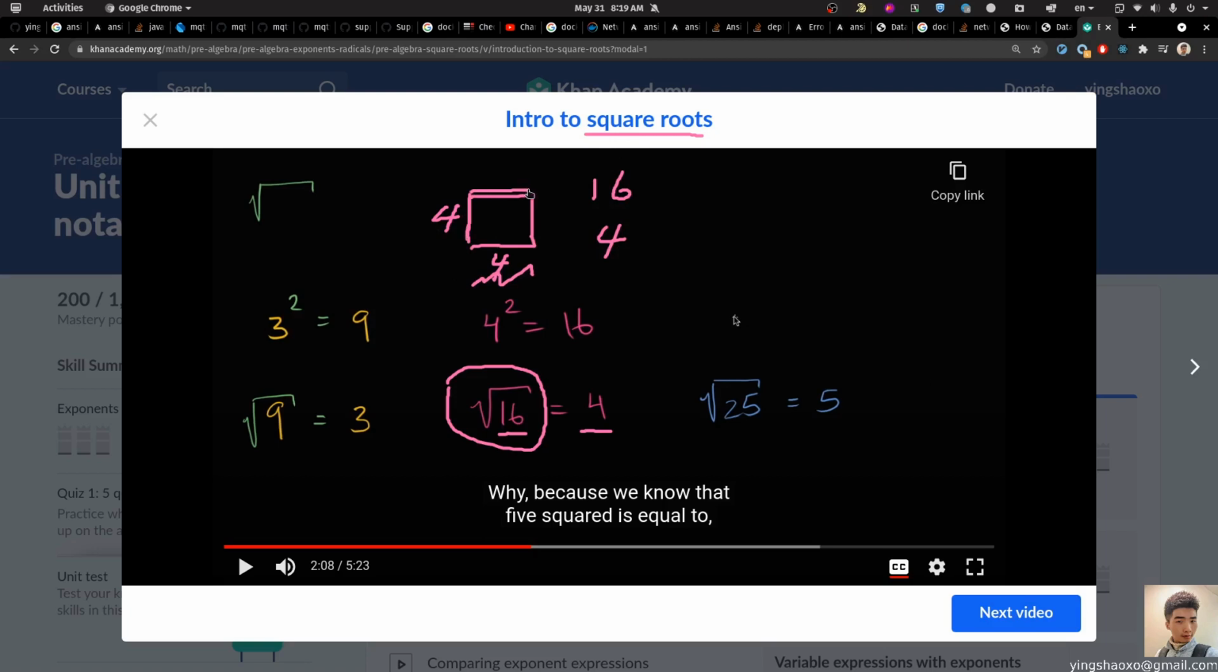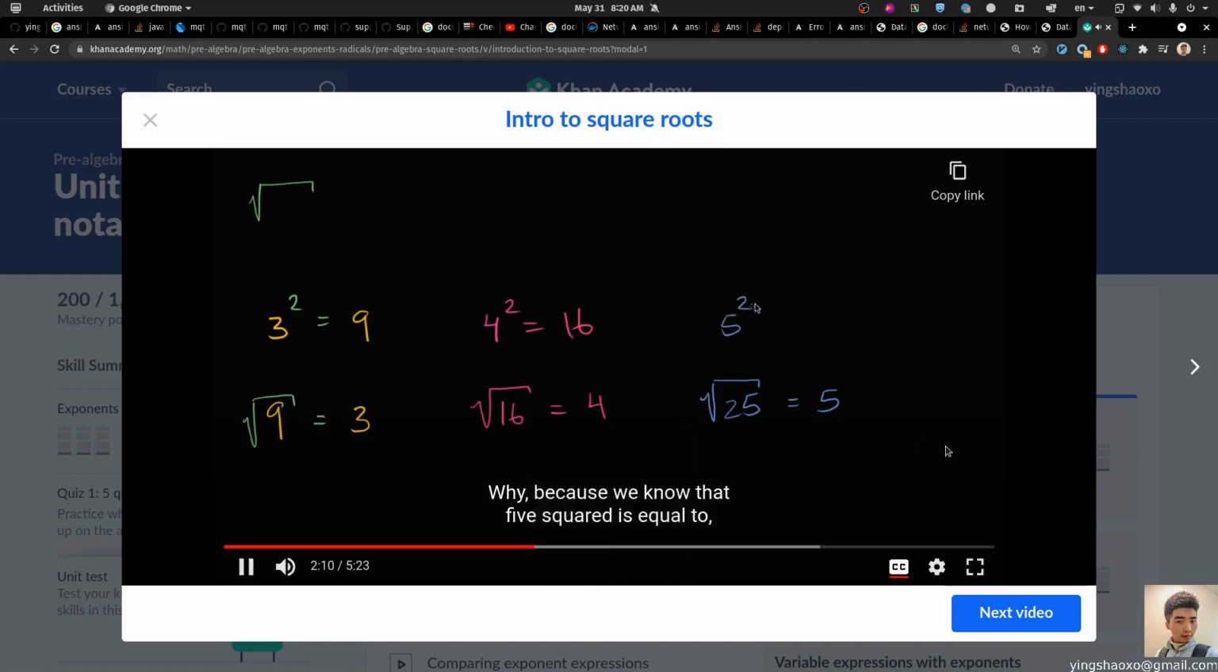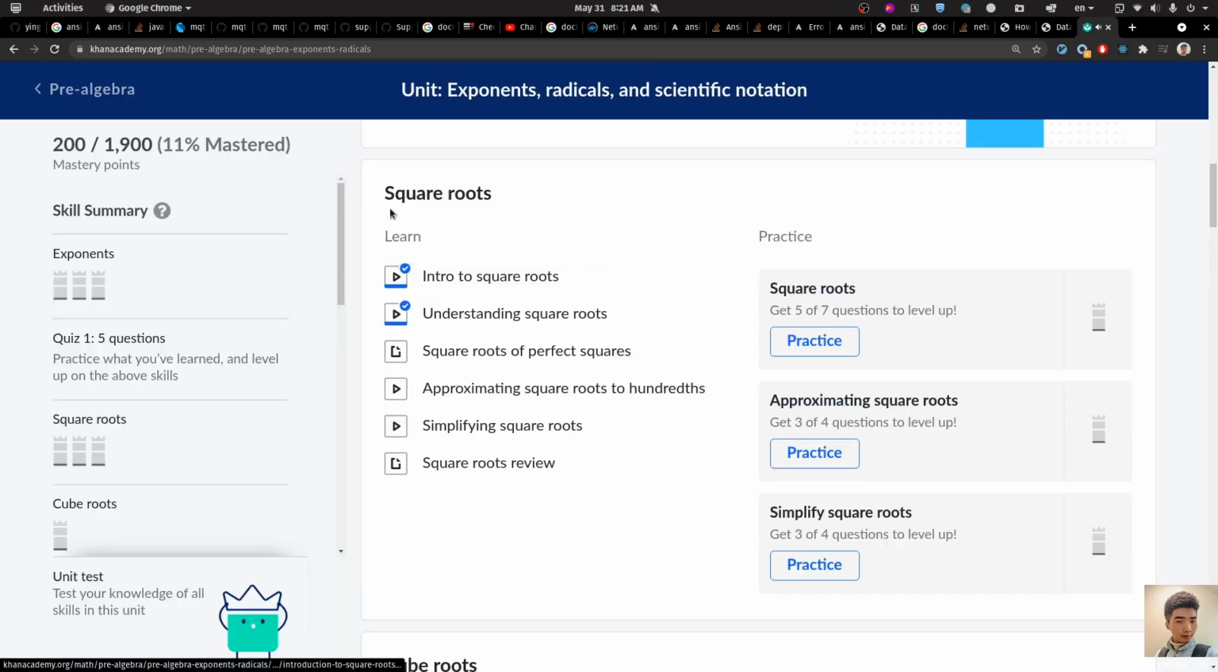What's the definition of a square? Well, all 4 sides are equal. This length, this length, this length. That's the idea of a square. And for this one, it's also true. If we were drawing a square where each side is 5, what's the area of this square? That will be 25. What's the square root of 25? Well, it's equal to 5. I hope you understand that. Sometimes people also say 5 squared would be equal to 25. Anyway, that's the idea of square roots.